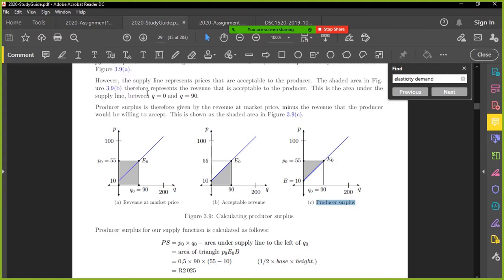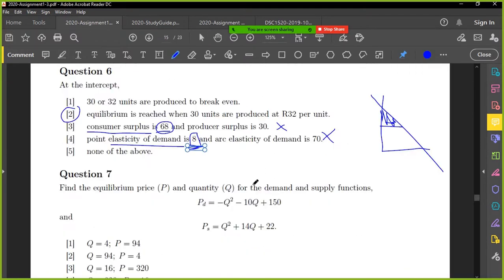All right, is the theory okay? You're right with that? Yep. Okay, great. All right, let's go back. 6 is complete, option 2.